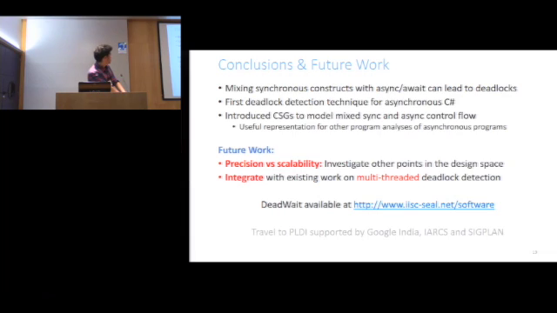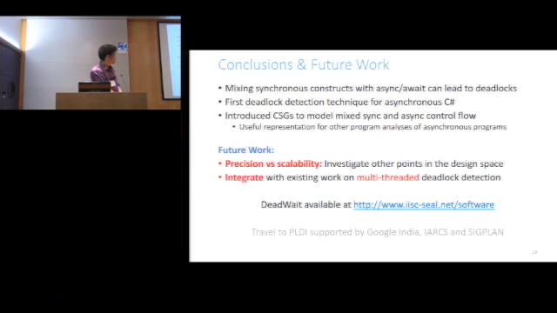So I'll conclude with this. The message of this paper is that mixing synchronous constructs with async await can lead to deadlocks. So we propose the first deadlock detection technique for asynchronous C#, and we have introduced these CSGs to model mixed async and sync control flow. We hope that it will serve as a useful representation for other program analysis, such as race detection and so on, of these asynchronous programs.